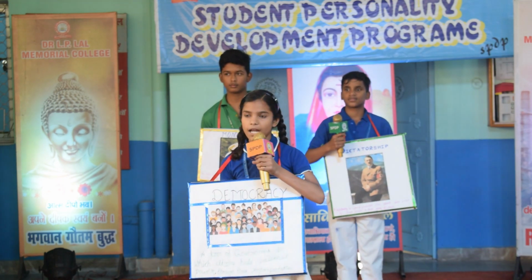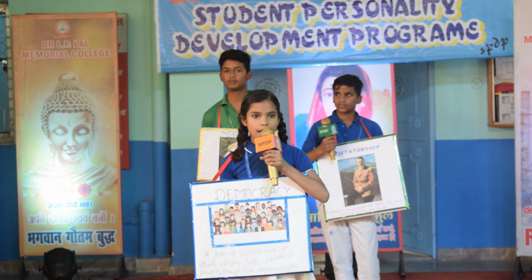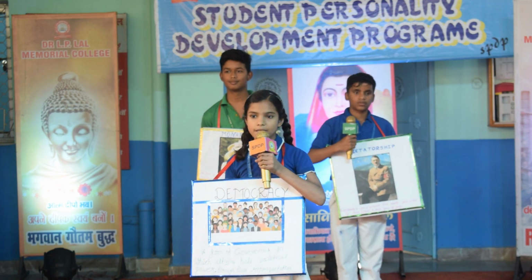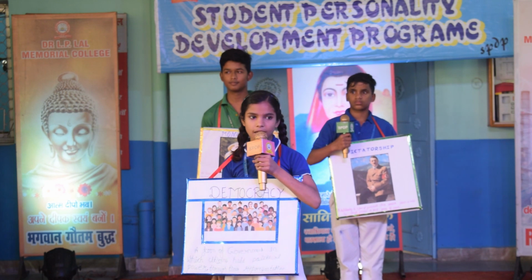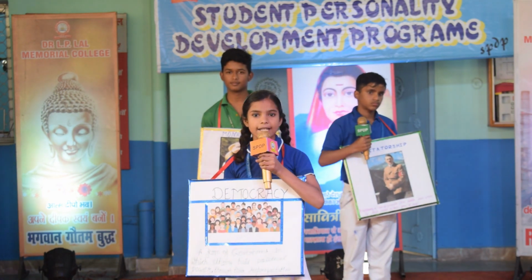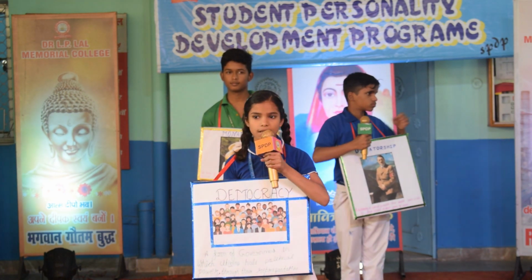Democracy is derived from the Greek word demokratia. Demos means people and kratos means rule. Democracy is a form of government in which the people have the authority to deliberate and decide legislation or to choose governing officials.